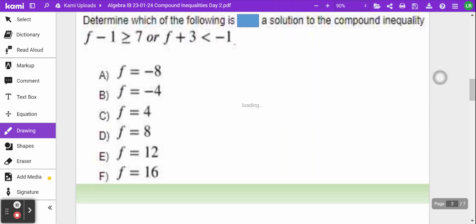Okay, let's go ahead and do another one. Let's do an OR statement problem that's very similar. Please pause the video and give the students about 4 or 5 minutes to complete this problem.